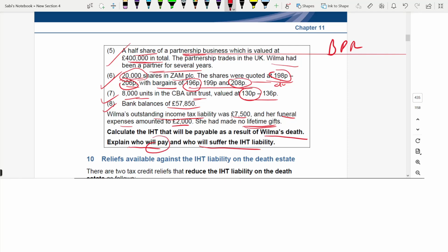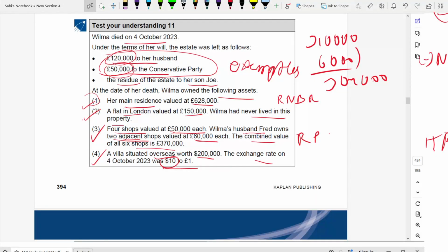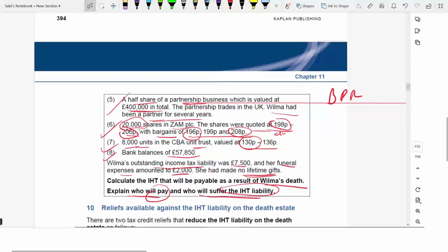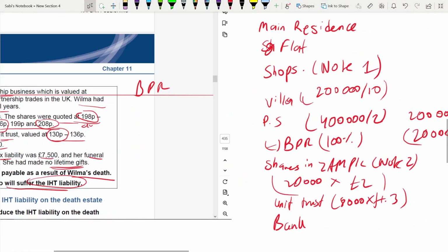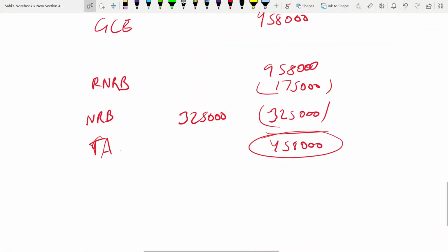Explain who will pay and who will suffer the IHT liability. This also you have to write further to this. So here they have not mentioned anything about charity. This is to the political party. I'm sorry, 50,000. I made a mistake at first, so they have not made anything to charity. It is to the political party and husband. So nothing to charity, so the tax rate is at 40%. So 183,200. This is the IHT.